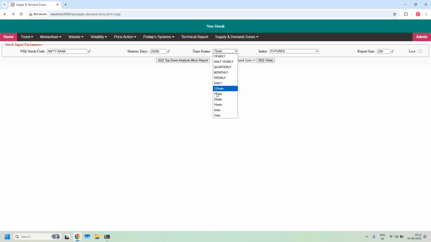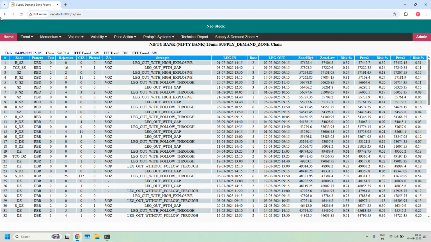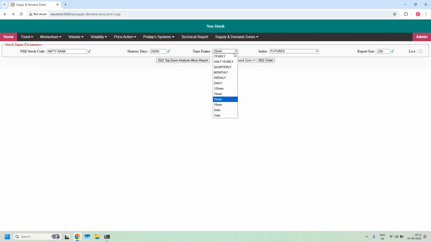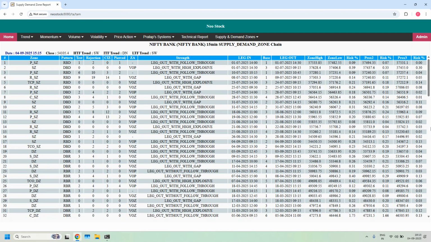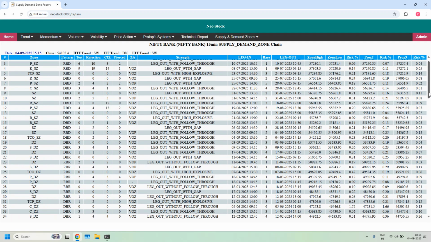Next, generating 25 minutes supply demand zone chain for Bank Nifty. Next, generating 15 minutes supply demand zone chain for Bank Nifty. I'll put it in the middle of the page. The nearest demand zone for the current closing price, serial number 19.